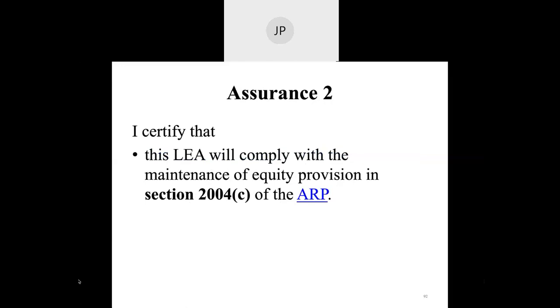The second assurance is this new requirement that we've been talking about, and we do not have any detailed guidance from the U.S. Department of Education yet, but it relates to the maintenance of equity provision that is found in Section 2004C of the rescue plan. The maintenance of equity, as was mentioned earlier, relates to high poverty schools where there's the requirement that you cannot disproportionately reduce maintenance of equity in high poverty schools in fiscal year 2022 or 2023.